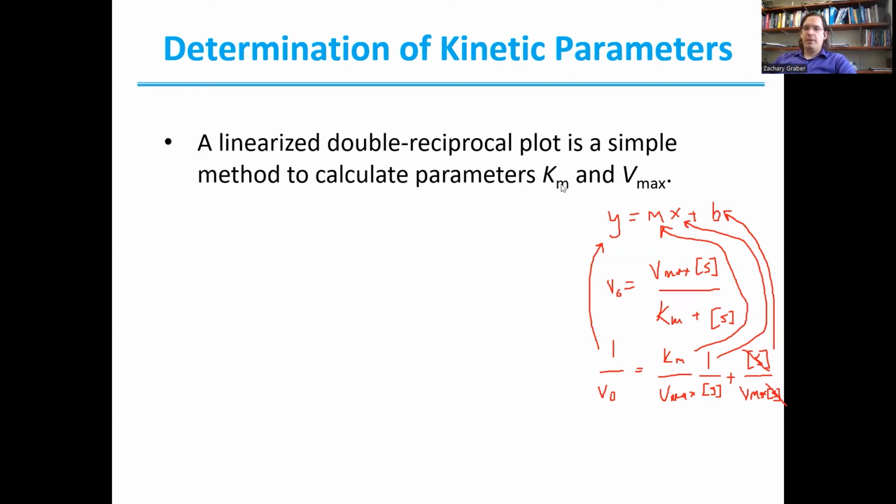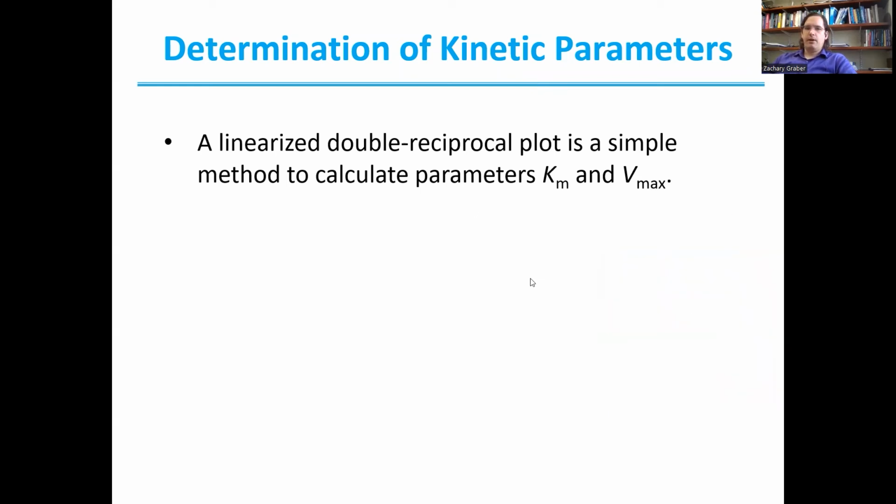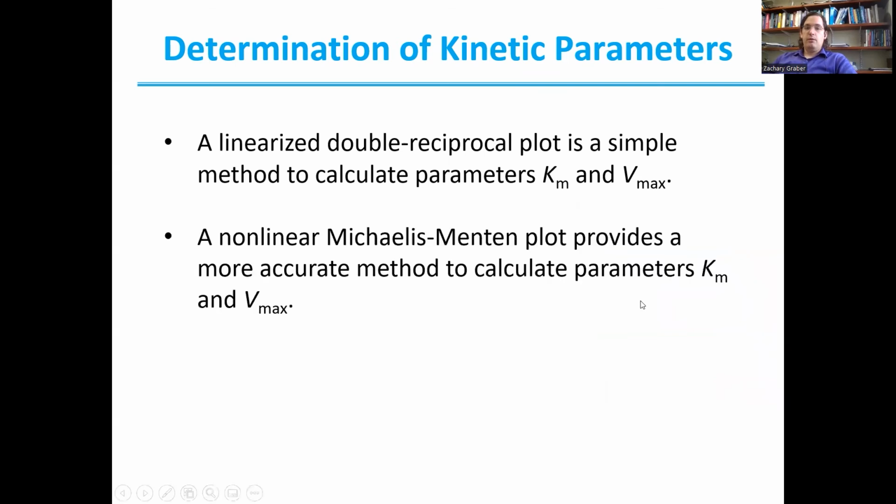So this is a very simple way of measuring our Km and Vmax, and we'll look at that in more detail in just a minute. But I do want to mention there are a couple of other methods we can use as well. We could use a nonlinear Michaelis-Menten plot, and we could then use a nonlinear fitting method to calculate the parameters directly from that graph. So this tends to be more accurate than our double reciprocal plot, although it's a little bit harder to do because you need a computer program to help with that nonlinear fitting.